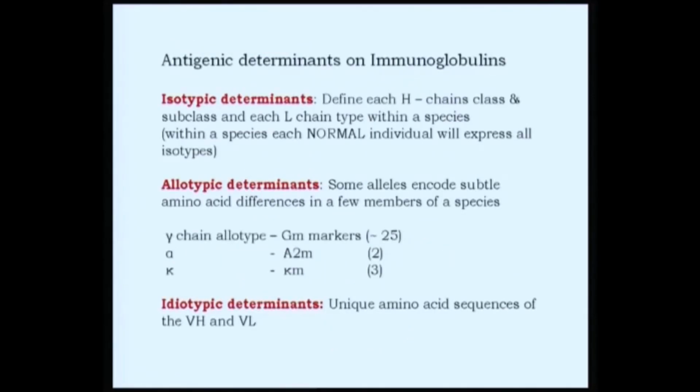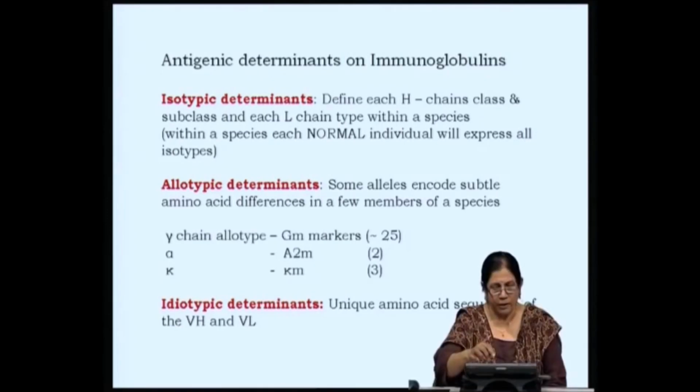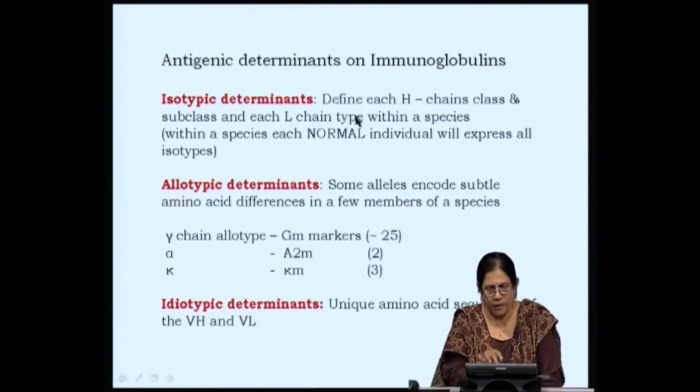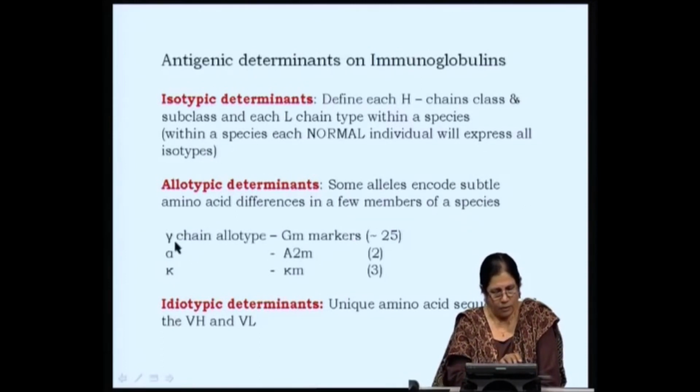So, just to go over the antigenic determinants on immunoglobulins, you have isotypic determinants which define each heavy chain class and subclass and each L chain type within a species. Within a species, each normal individual will express all isotypes. This is important. However, allotypic determinants, some alleles encode subtle amino acid differences in a few members of a species. Now, these are the ones that are well known, and therefore, I have written them here.